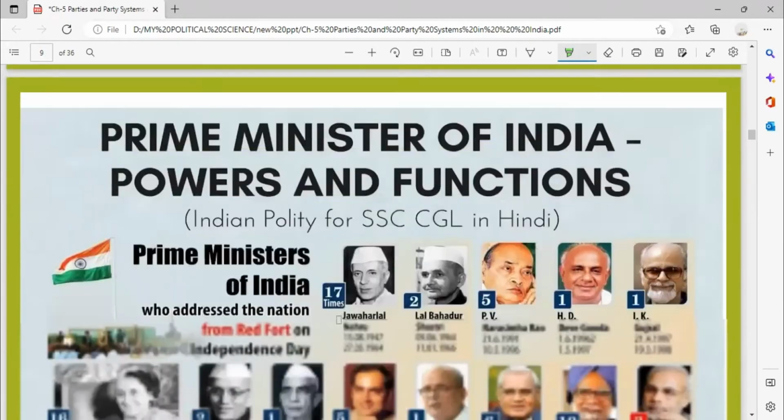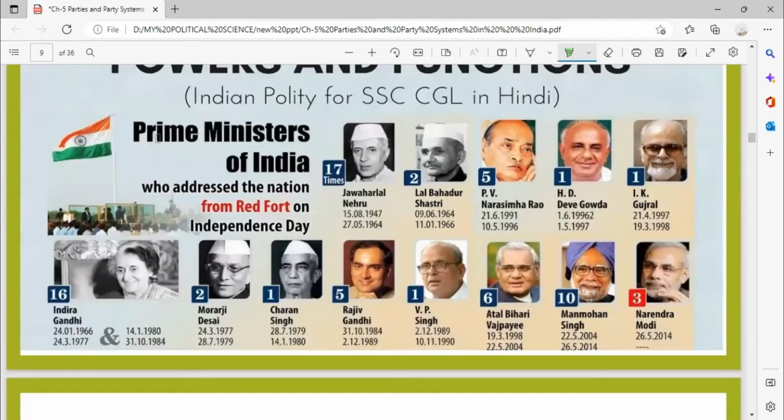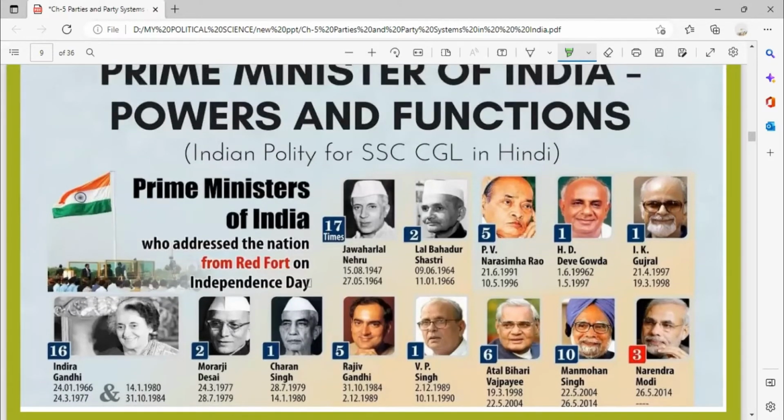So these are the different prime ministers we have seen who addressed the nation from the Red Fort on Independence Day. Jawaharlal Nehru addressed the nation 17 times, Lal Bahadur Shastri twice, PV Narasimha Rao 5 times, H.D. Deve Gowda once, I.K. Gujral once. Then we see Indira Gandhi 16 times, second most.